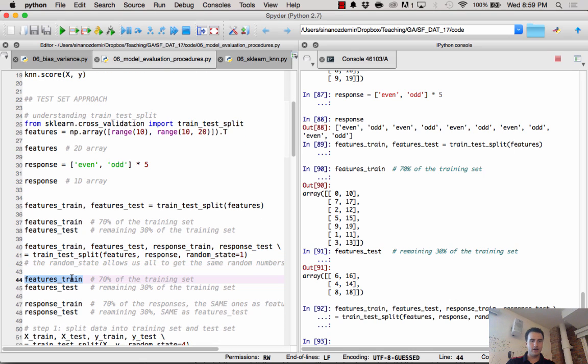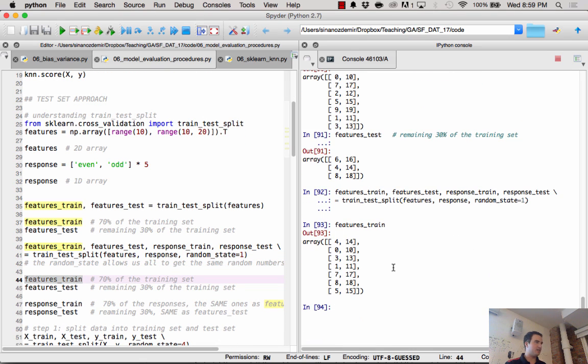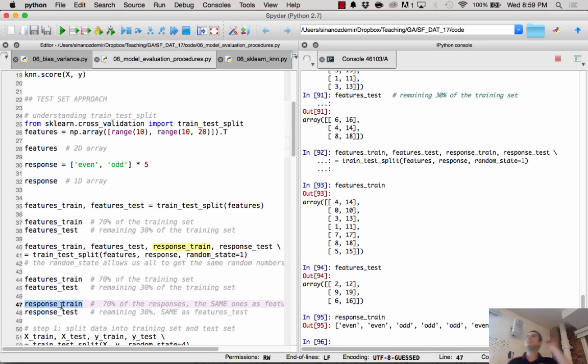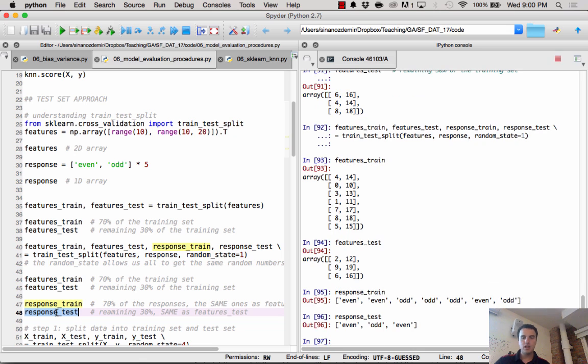Features train is 70% of the training data. Note the training data are these 2 columns. Features test is the remaining 30%. And you should all have the same numbers as me because we've all set the same random state of 1. Response train is 70% of the response. Response test is the remaining 30% of the response.